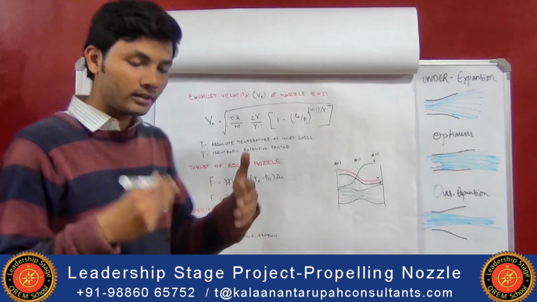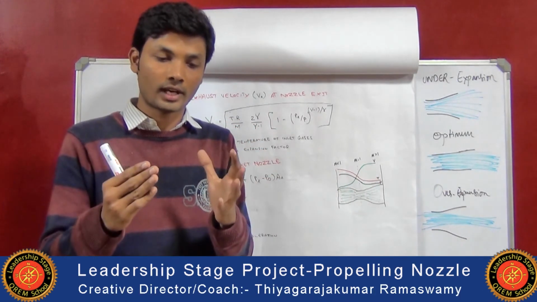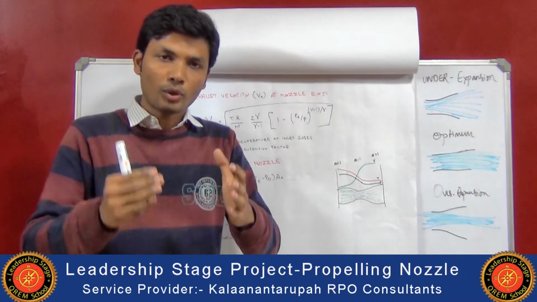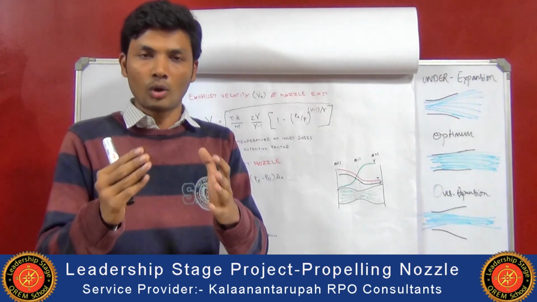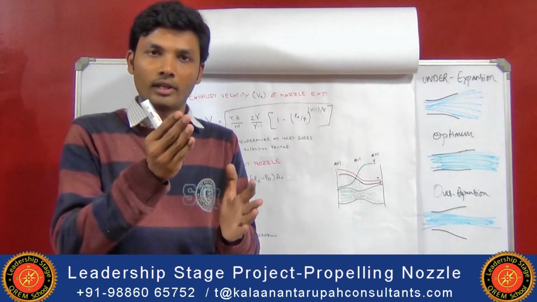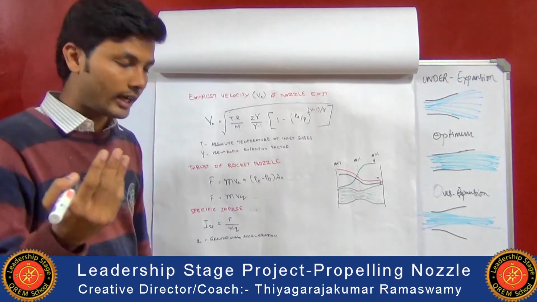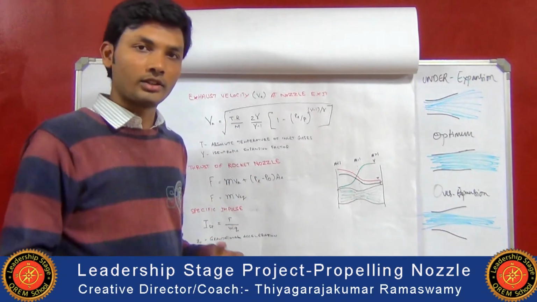The main parameter about the pressure that a nozzle design engineer has to consider is minimizing the exit pressure difference. Almost they have to make it zero, or else it has to be equal to the atmospheric pressure. That is one of the main attributes a nozzle design engineer has to take care of.